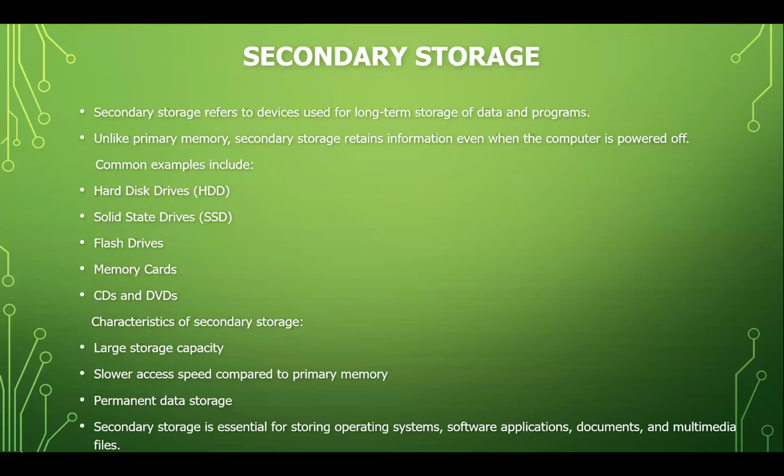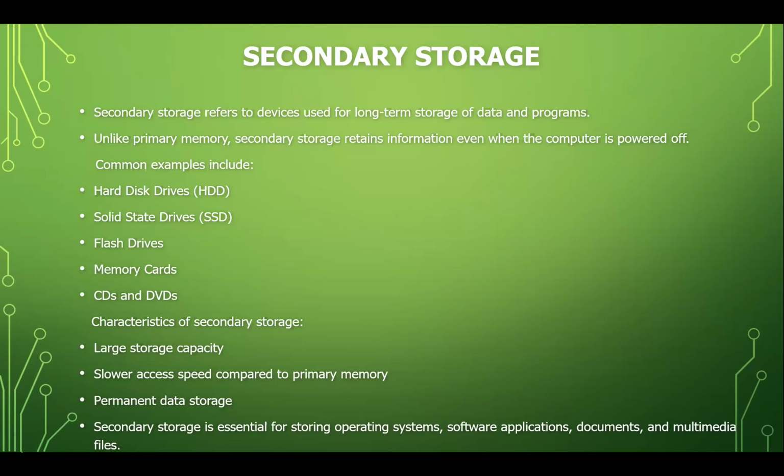Next is the secondary storage. Secondary storage refers to devices used for long-term storage of data and programs. Unlike primary memory, secondary storage retains information even when the computer is powered off. Common examples include the HDD, hard disk drives, the SSD, solid state drives, flash drives, memory cards, CDs, and DVDs. The characteristics of secondary storage include large storage capacity, slower access speed compared to primary memory, and permanent data storage. Secondary storage is essential for storing operating systems, software applications, documents, and multimedia files.